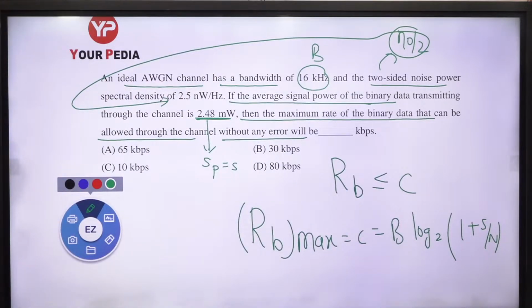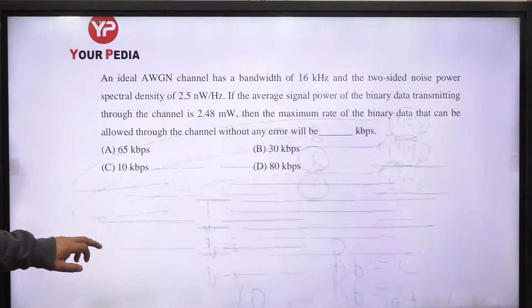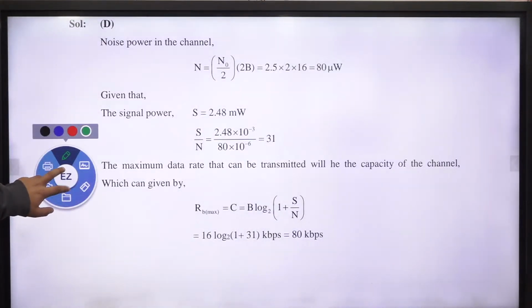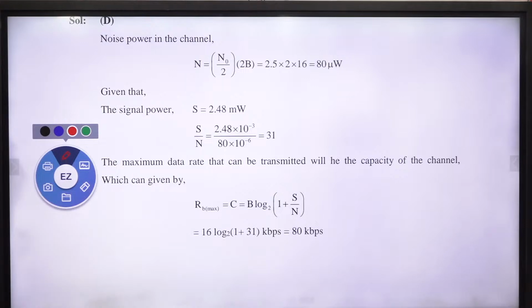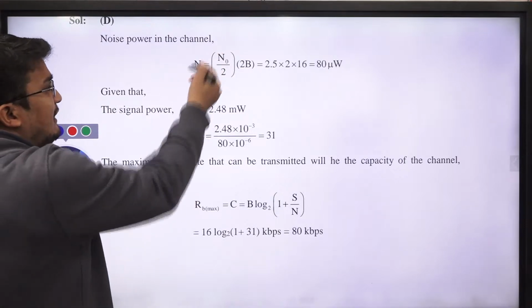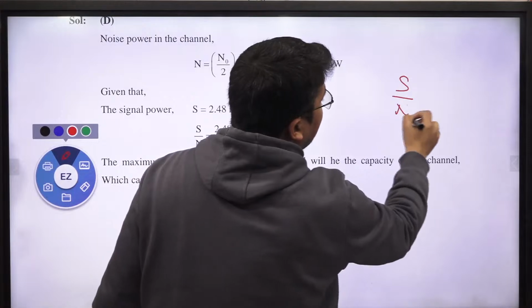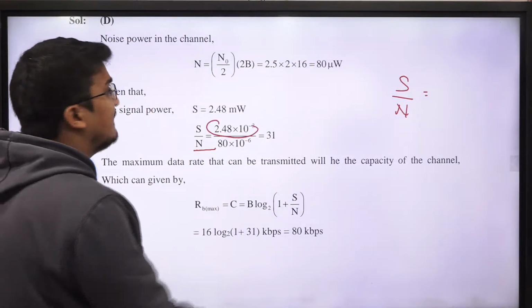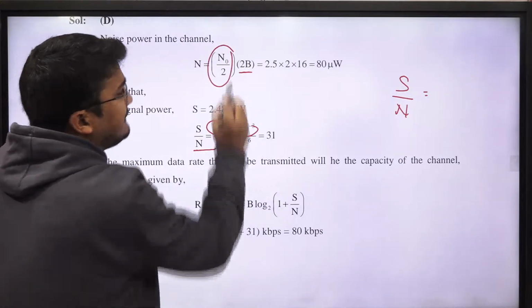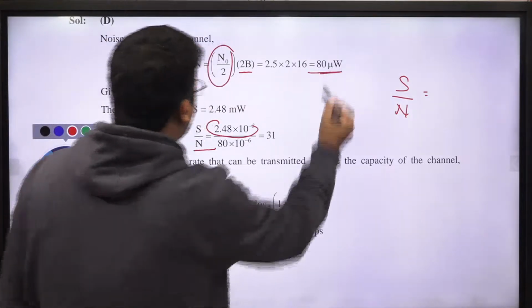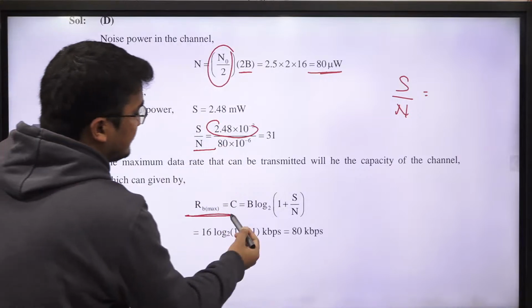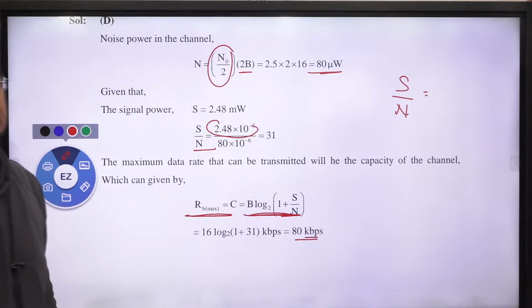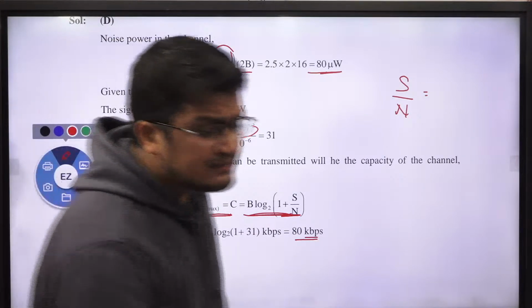Okay. Get it clear? So after solving this entire relation, I have made a tailored solution for you people. You can see the same thing I'm doing here. Spectral density was given. What is S by N? Signal power to noise power. Signal power was given. Noise power I need to calculate. What is the noise power? Noise power is spectral density multiplied by the bandwidth, right? So I calculate the noise power as 80 microwatt. Then put it here, and Rb max is equal to C is equal to B log base 2 of (1 plus S by N). I will end up getting 80 kbps. I hope this makes sense, right? Shannon theorem.